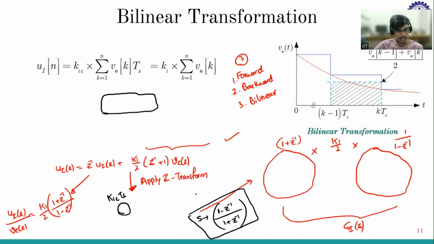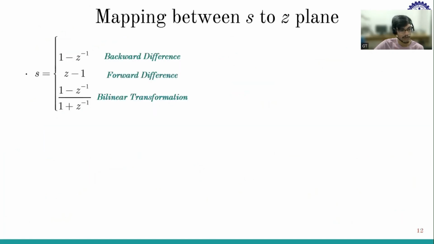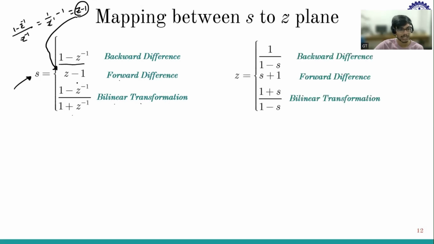So this is whatever I have discussed, summarized here. S is 1 minus Z inverse in backward difference. It is 1 minus Z inverse by Z inverse in forward difference, which is 1 by Z inverse minus 1, or Z minus 1. This term is coming here in forward difference, and this in bilinear transformation. If you change Z to S, it is just the same thing, so both are equivalent.